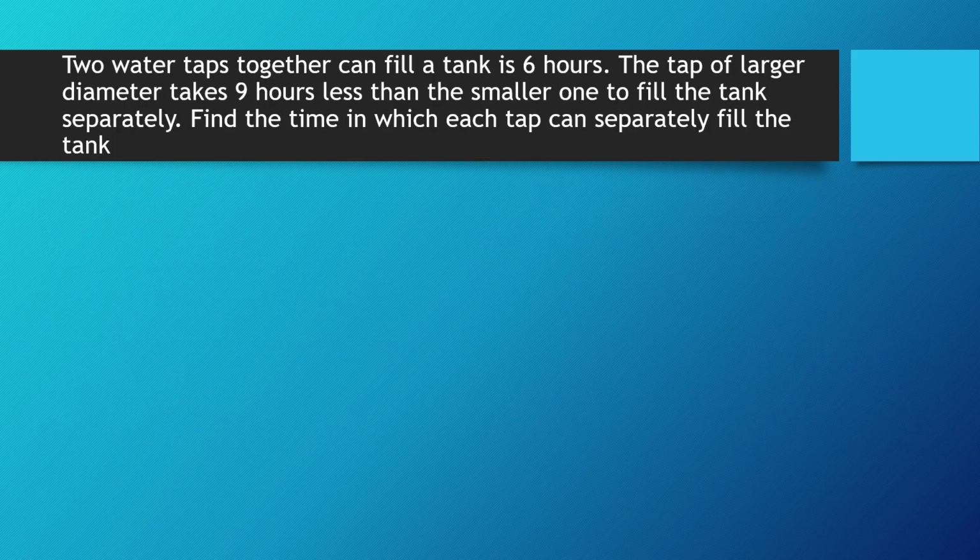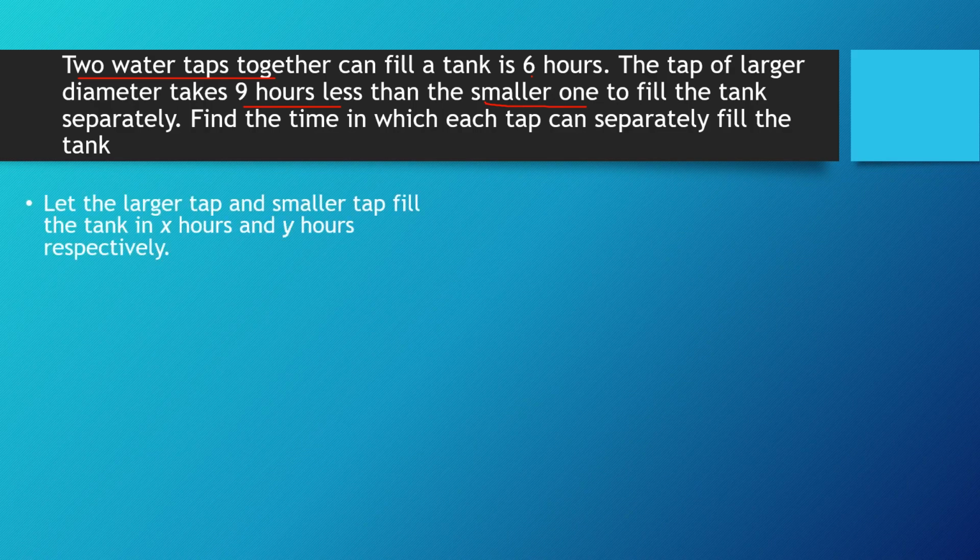Two water taps together can fill a tank in 6 hours. The tap of larger diameter takes 9 hours less. If the diameter is more, more water will flow, so it will take less time to fill the tank as compared to the smaller one. So the larger tap takes X hours to fill the tank, and the smaller tap takes Y hours to fill the tank.